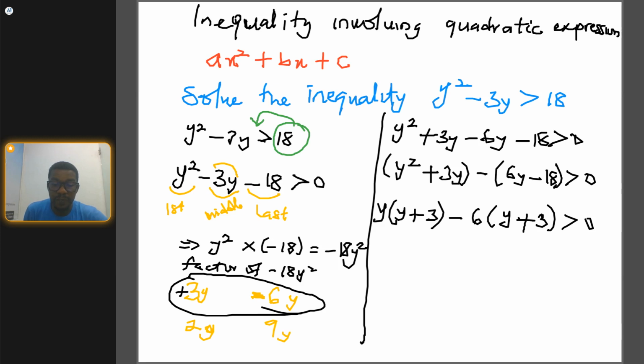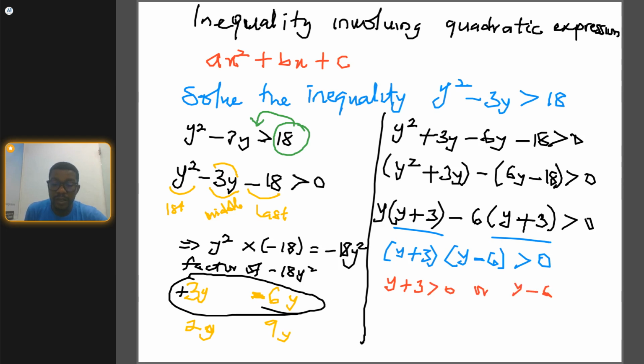Okay, now let's pick the common one. The common one is this and this, so we're going to write it first: y plus 3, then into bracket y minus 6 is greater than 0. So we'll go ahead to simplify. We have y plus 3 is greater than 0, or y minus 6 is greater than 0.